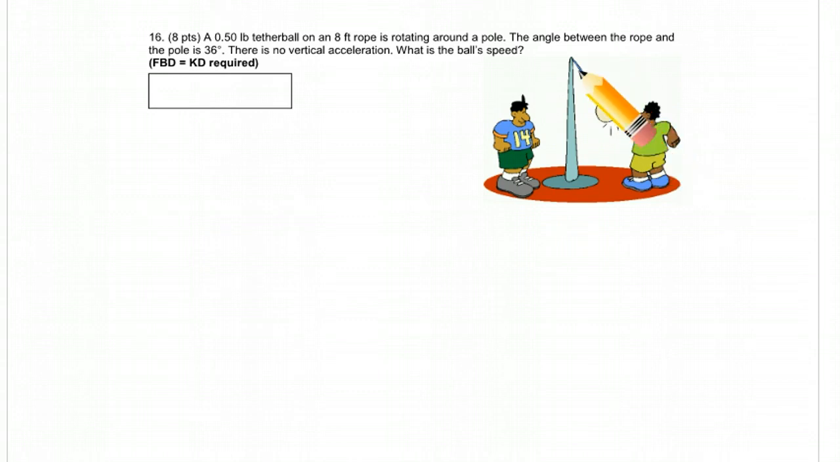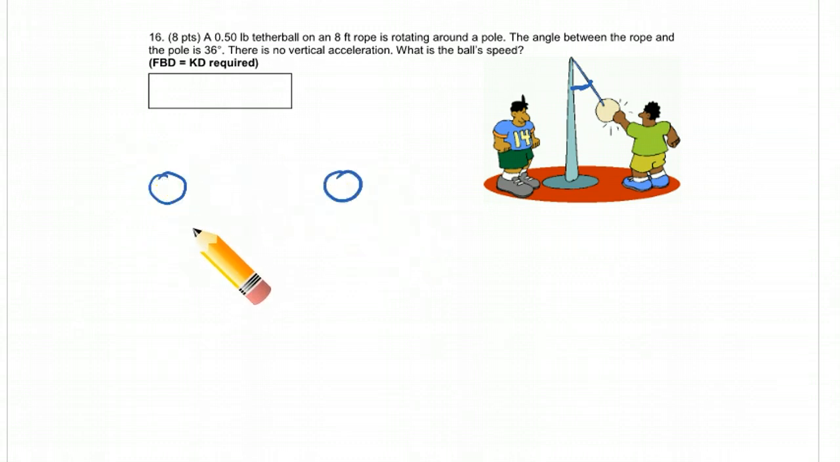This is a tether ball. Here's the pole. The angle given is that angle in there. Okay, so we're going to isolate the ball hanging on the rope here. So there's the ball. The only thing that's supporting the ball is the tension in the rope.